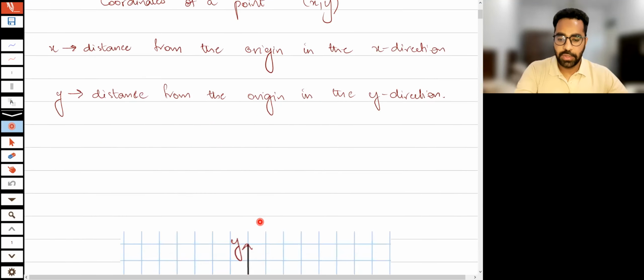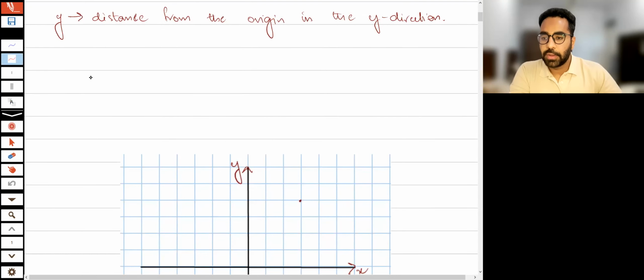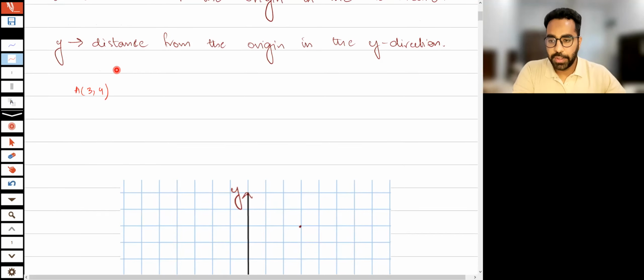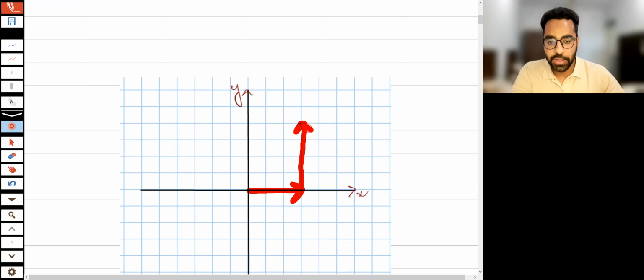Okay, let's take a few points and understand what we mean by these two lines. Let's take a point (3, 4). Let's take A as (3, 4). Over here, in the x position, I have positive 3, and in the y position, I have positive 4. Positive 3 means that I have to move 3 units to the right in the x direction. This is the x direction. 3 units to the right in the x direction, and 4 units upwards in the y direction to reach the point (3, 4). So this would be point A, which is (3, 4).